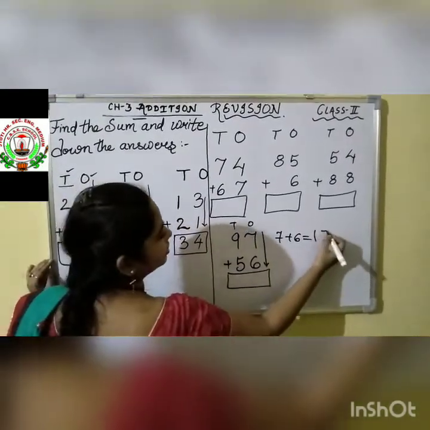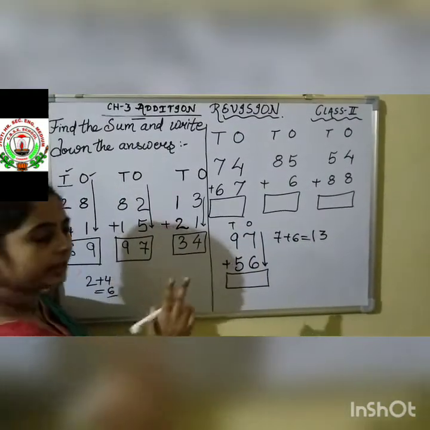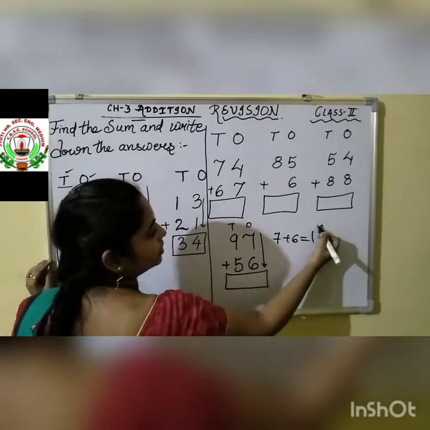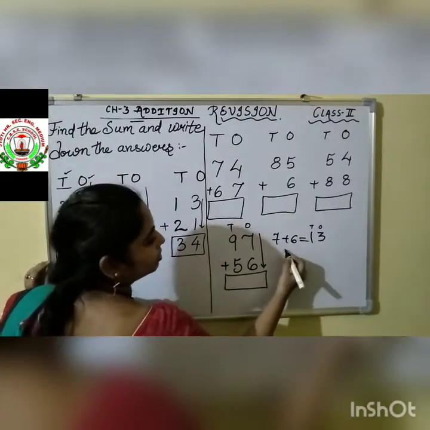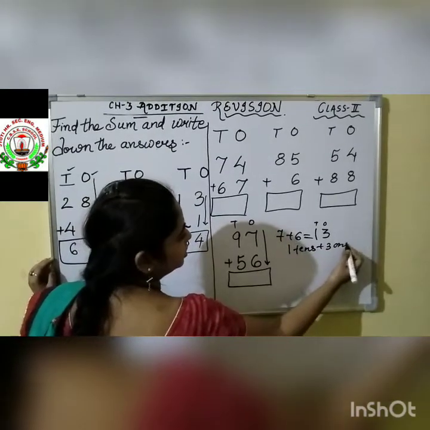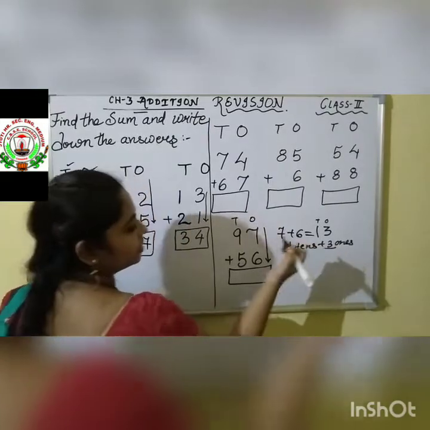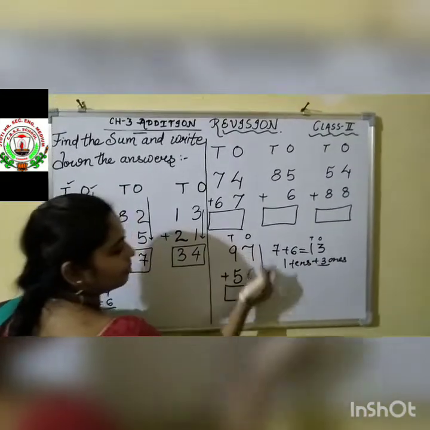13. Okay. This 13 is written but it is 2 numbers. It consists of 2 digits. 13 consists of 2 digits, ones and tens. We can write it as 1 tens and 3 ones. Yes? Okay. Remember now? 1 tens and 3 ones.